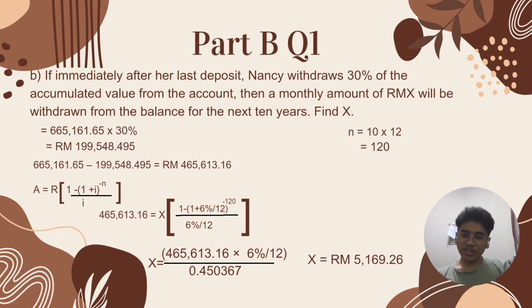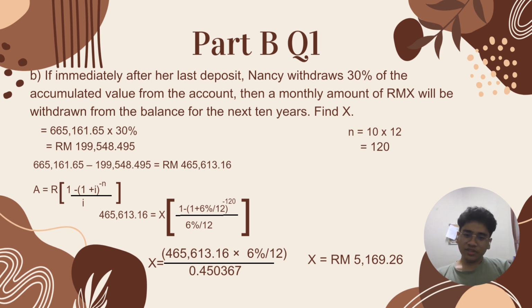So we'll be using A equals R, 1 minus 1 plus i to the negative n, per i. So we will take the 665, 161.65, the accumulated value, times 30%, and the answer will be minus the 665, 161.65, and you will get the total answer, and that total answer will be A. We will be searching for R, and R is basically X. So we put that in the formula.